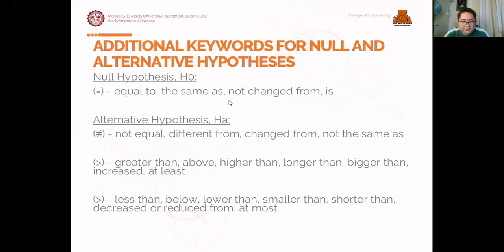Okay? Next is halimbawa greater than, above, higher than, longer than, bigger than, increase, or at least. Ibig sabihin niya greater than. Then again, mali yung sign, no? This is less than. So less than, below, lower than, smaller than, shorter than, decrease or decrease from, or at most. So yan yung mga keywords natin to denote na alternative hypothesis agad yung gagamitin natin.